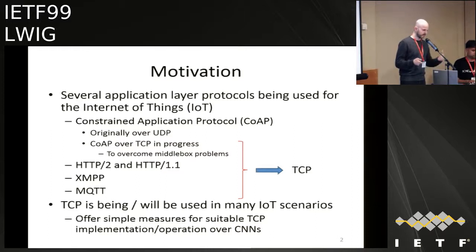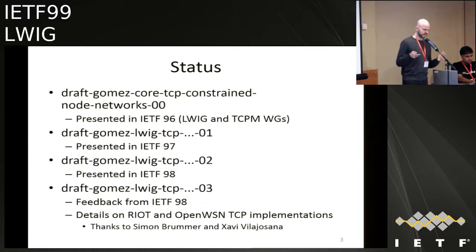So despite the fact that TCP has been quite neglected and even unfairly criticized as a protocol for the IoT, TCP is being used and will be used in many IoT scenarios. The purpose of this document is to offer simple measures for suitable TCP implementation and operation over constrained node networks. So let's look at the status of the draft. The initial version was presented in Berlin one year ago in both LWIG and TCPM sessions.